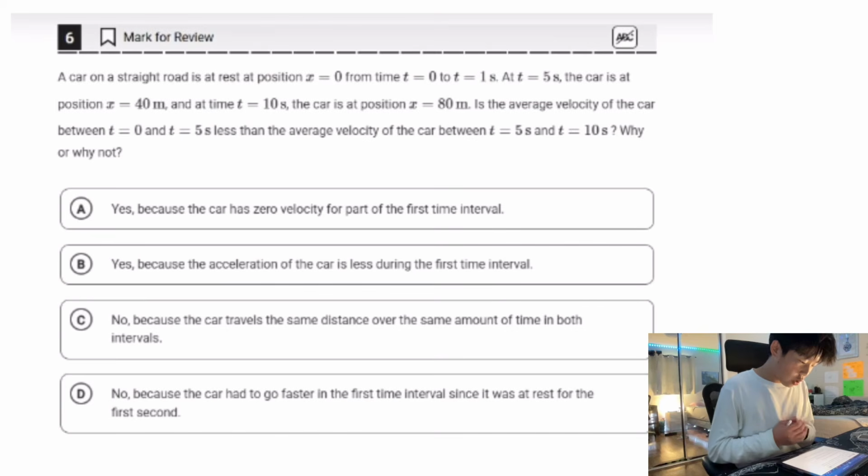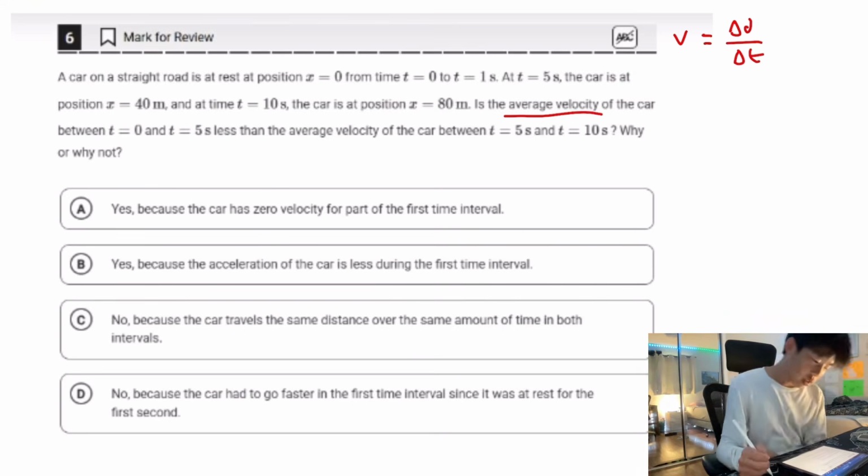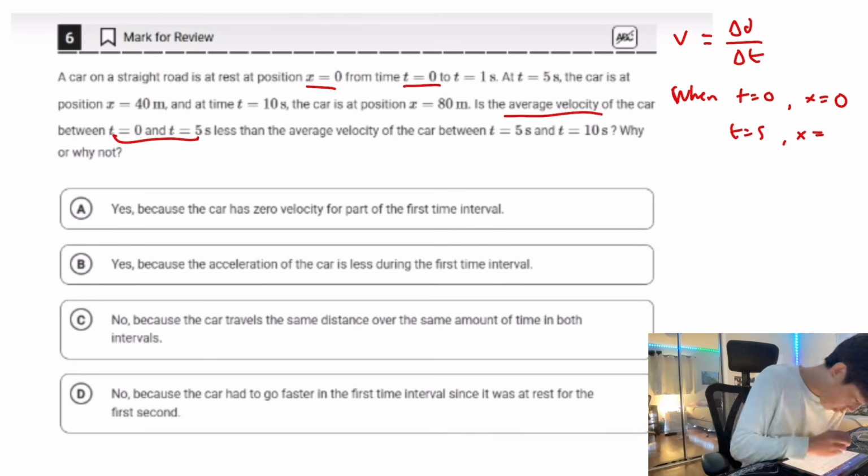Car on the road. Okay, I'm gonna give you guys some time to read this so I can read this myself. Okay, so it's literally just asking for average velocity. What is average velocity? I'm going to write it all the way at the top. It's change in displacement over change in time. So it's asking for between t0 and t5. At t0, x is equal to 0. So let me write that down. Then when t equals 5, x equals 40.